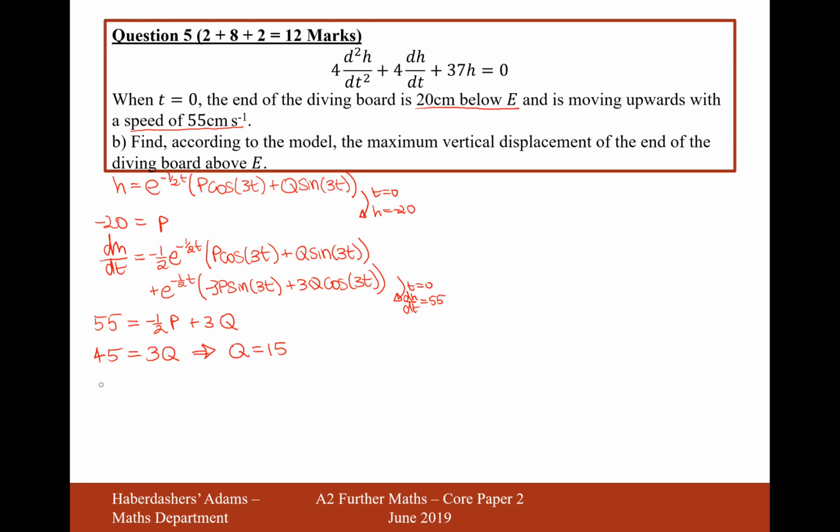So we can now summarise our equation with p and q in there: h equals e to the minus a half t, brackets, minus 20 cos 3t plus 15 sine 3t.